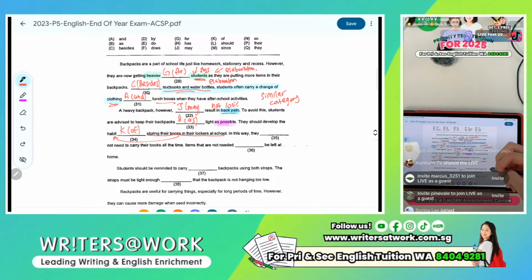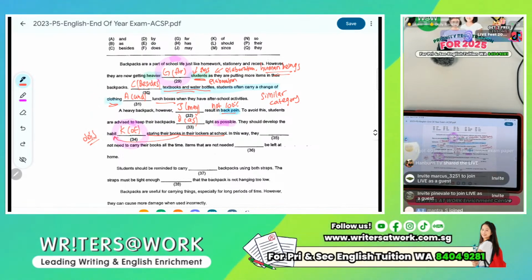So you may remember that for question 29 that I discussed earlier with everyone, I also mentioned that it is also an elaboration. But when we are looking at elaboration of human beings, for example, your students here, we will use for. But when we want to show an elaboration for objects or non-humans, we'll use of. Okay? In this way, they dash not need to carry their books all the time.